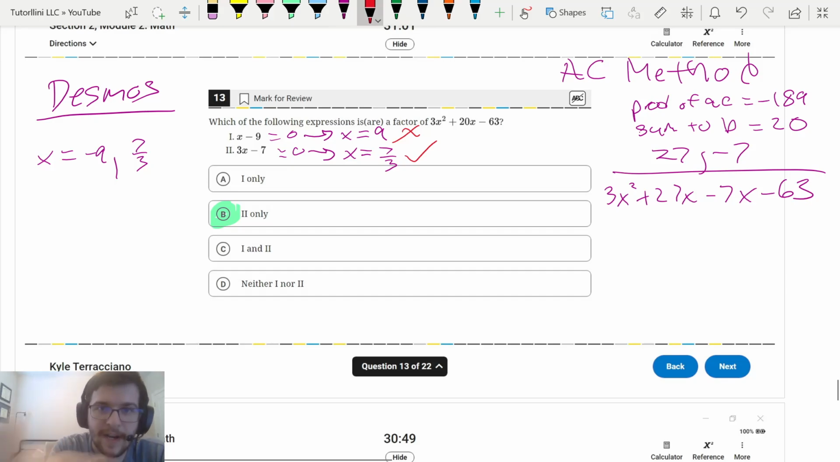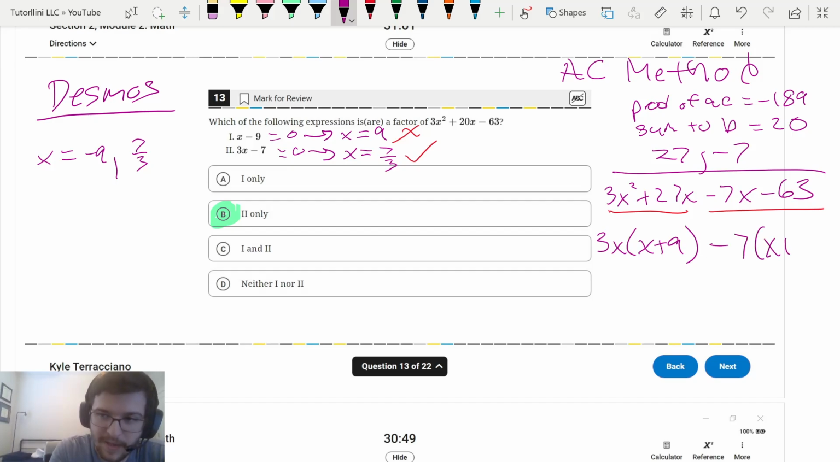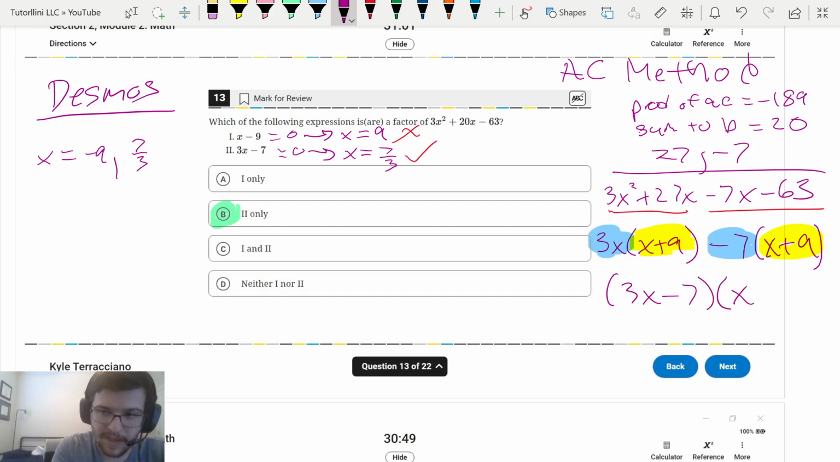And now we factor this part and we factor this part. This is called factoring by grouping. So from the first, we take out a 3x and we get x plus 9. And here we take out a -7 and we get x plus 9. Our goal is to factor out the second one in such a way that we get the same thing. See how we get the same thing here? So that means your two factors are 3x minus 7 and x plus 9.